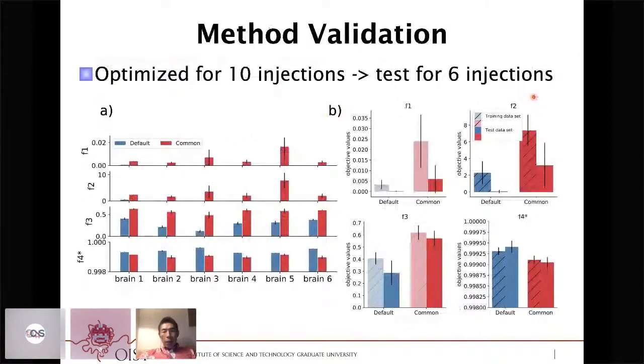We optimized the parameters using 10 injection sites data, and then tested on six injection sites which were not used for optimization. We could verify the good generalization of the performance, even for the brain regions which were not used for optimization. So this can be used for the validation of the fiber tracking algorithms.